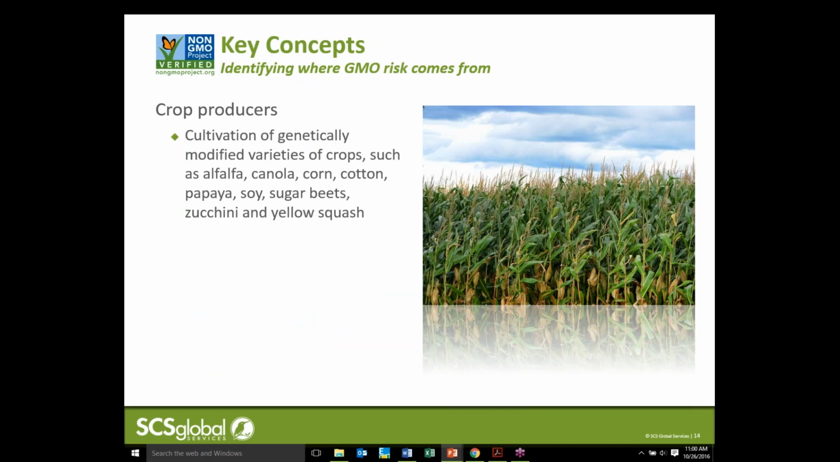So understanding where GMO risk comes from, obviously, is very important here. So for crop producers, GMO risk really comes from the cultivation of GMO varieties of crops. So you're looking at your alfalfa, your canola, your corn, cotton, soy, sugar beets, papaya, zucchini, and yellow squash. Those really are your crops that are at high risk for GMOs that are commercially produced on a large scale here in the United States. So producers of these types of crops will be doing statistically valid sampling and testing of their product to ensure that they are consistently testing below the action thresholds that were identified on the previous slide.